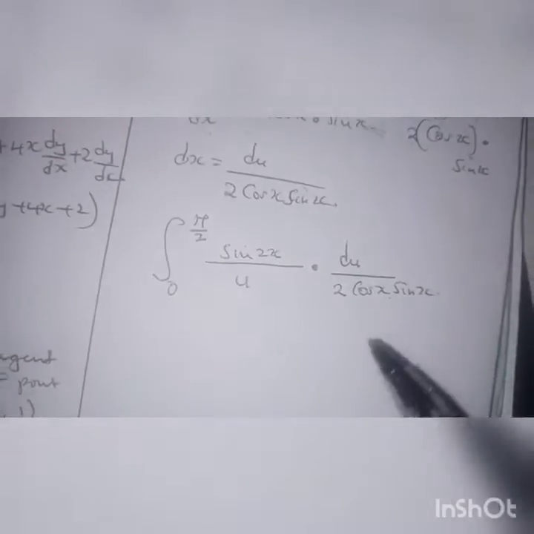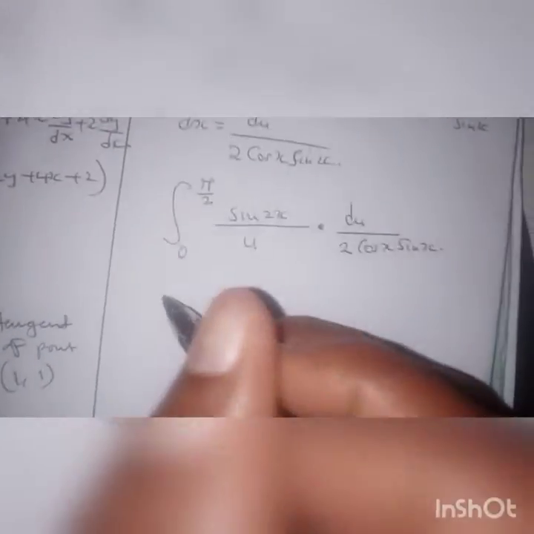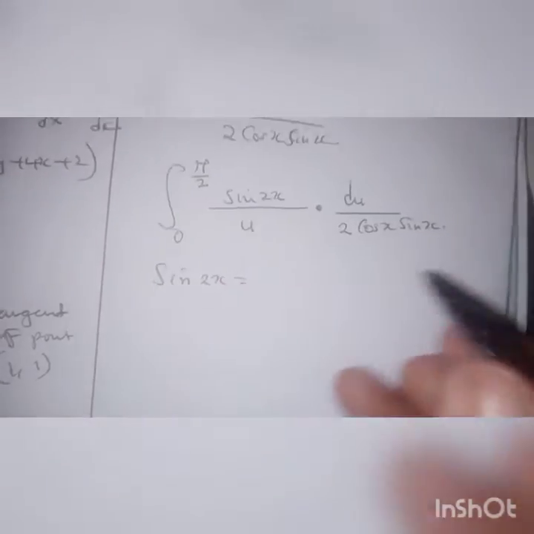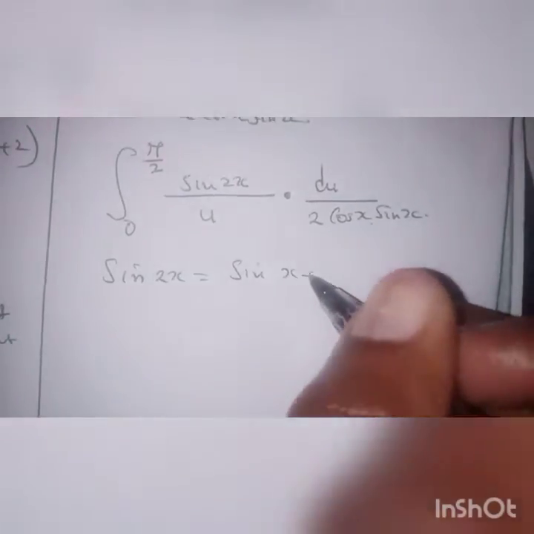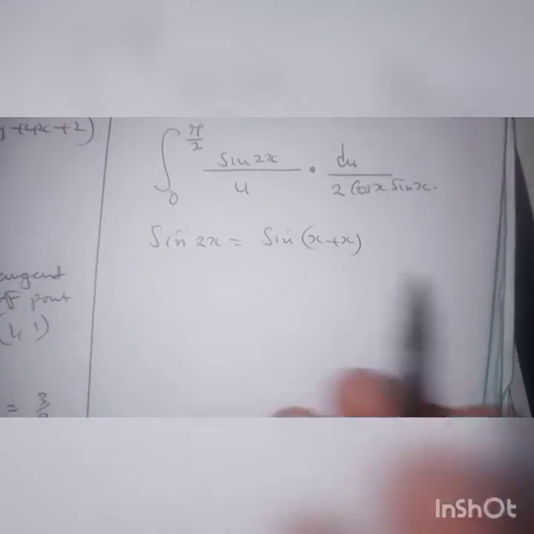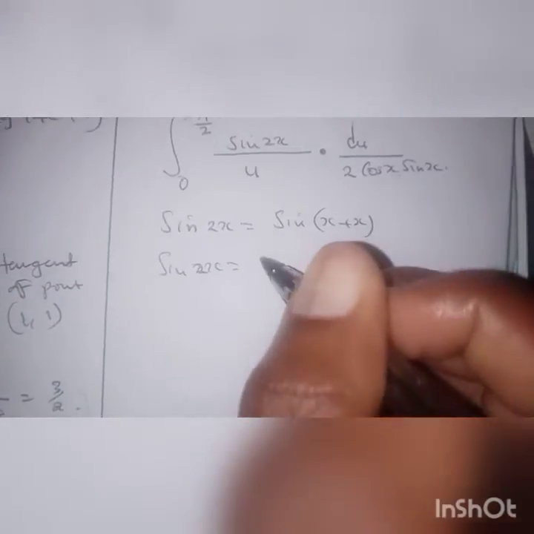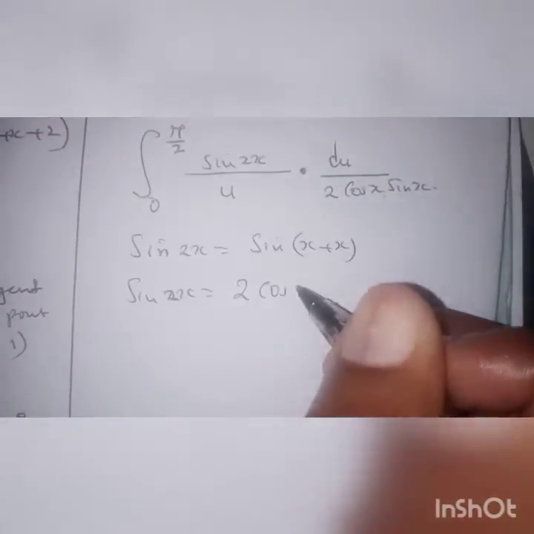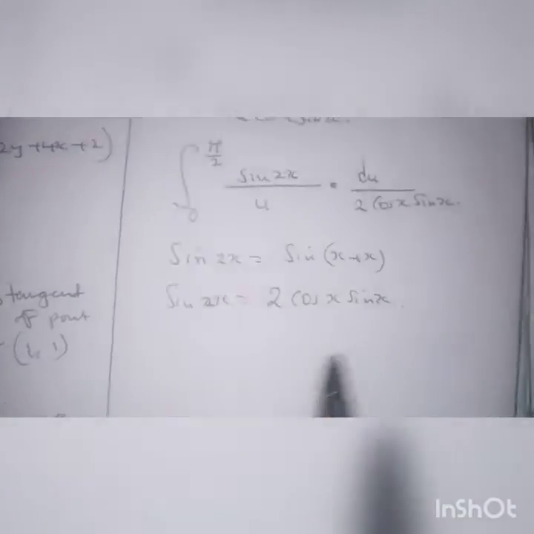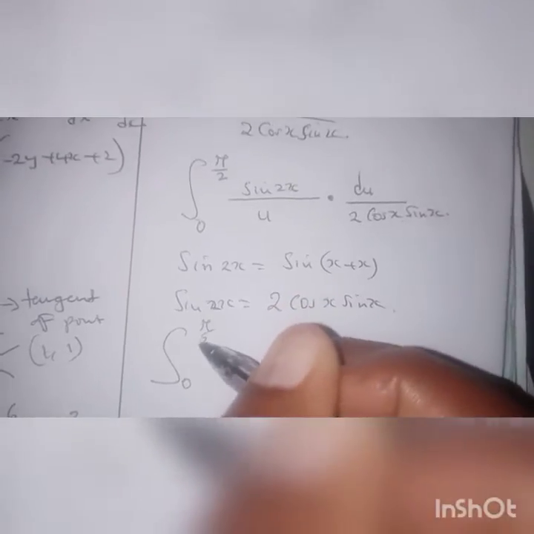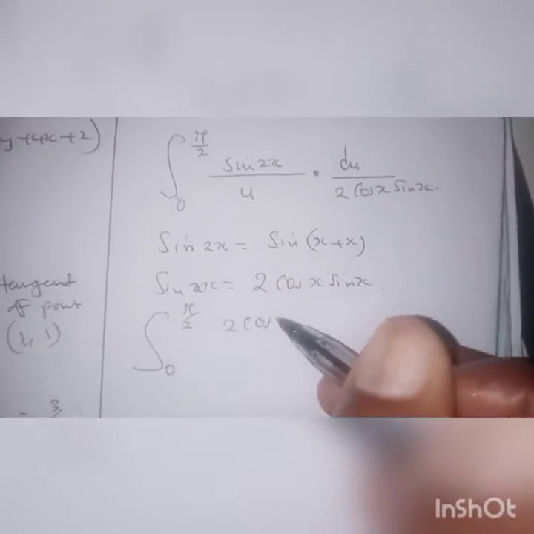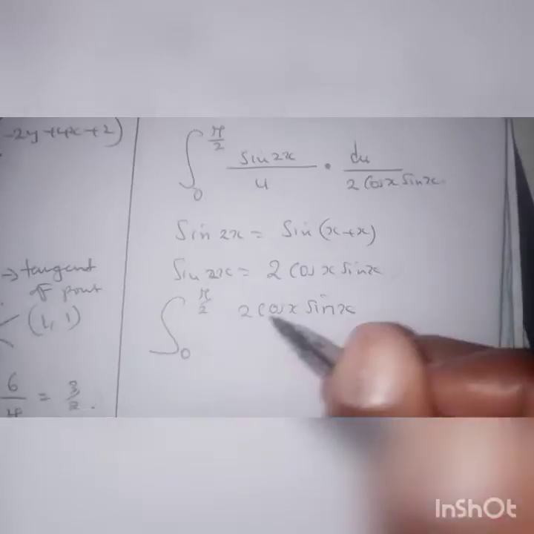So ikifikia hapa sasa tunaona in trigonometric sin 2x. Ukiapply double angle, sin of 2x, it will be what? We say is the same as 2 cos x sine of x. Therefore, tunaona hii sine of 2x is the same as, so we can replace it there. So it will be the integral of 0 to pi over 2 of what? 2 cos x sine of x all over what?